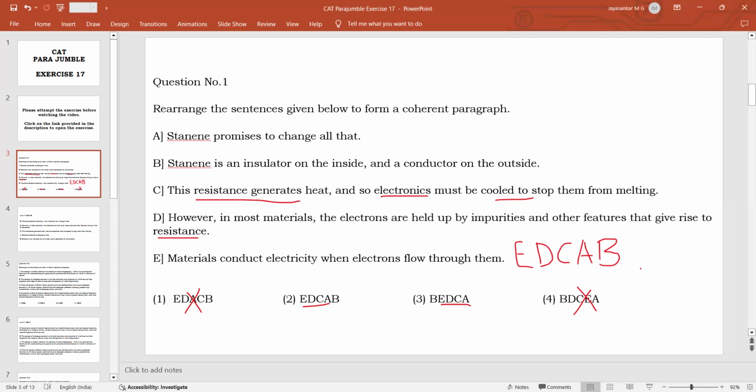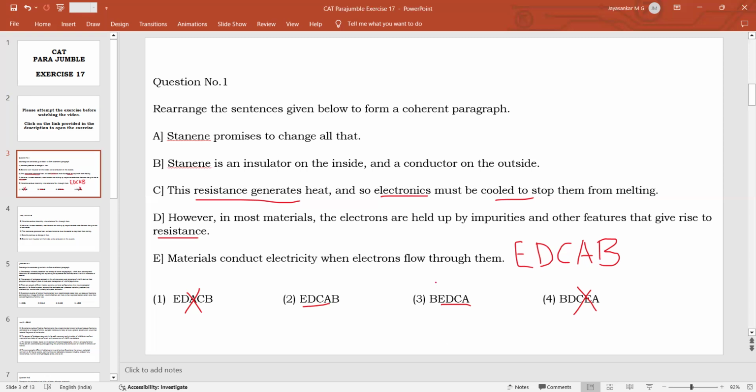So if you are planning to put one more sentence here, it should always come before that sentence, because we are describing how stannine is promising to change all that. First, we can say stannine is an insulator on the inside and a conductor on the outside. Because of the insulation on the inside, the heat generated due to conductivity will be low, so there is no need for cooling. That might be the reason, or there may be some other reason. We don't know. So that becomes logical only if you put it in this particular manner, EDCAB.